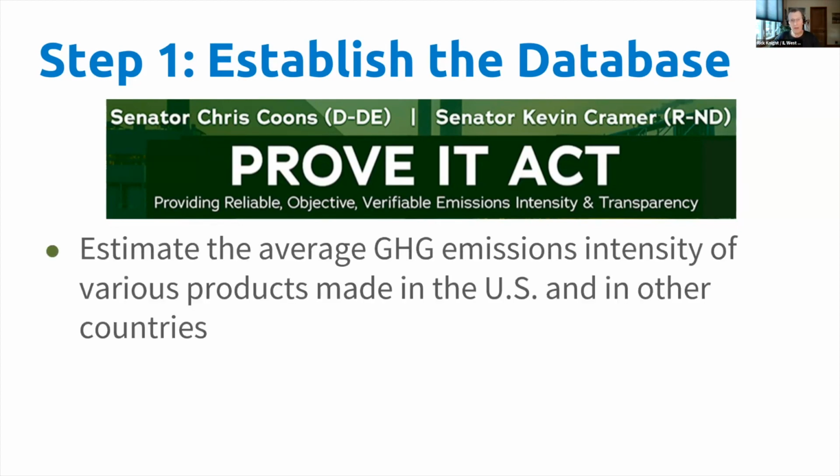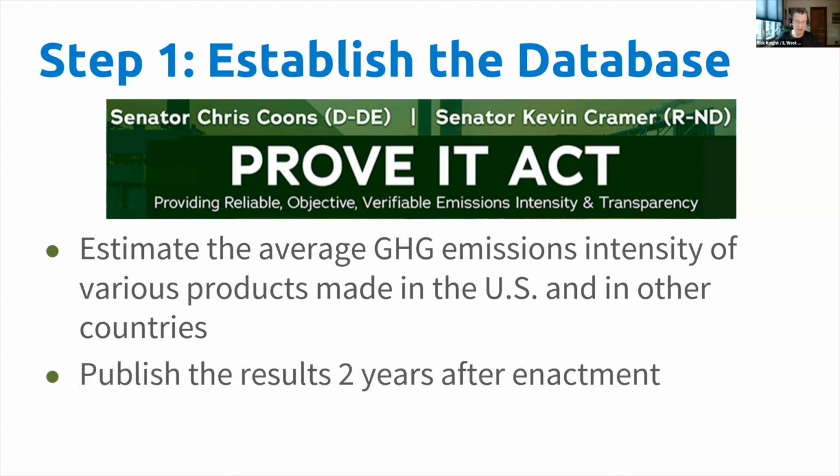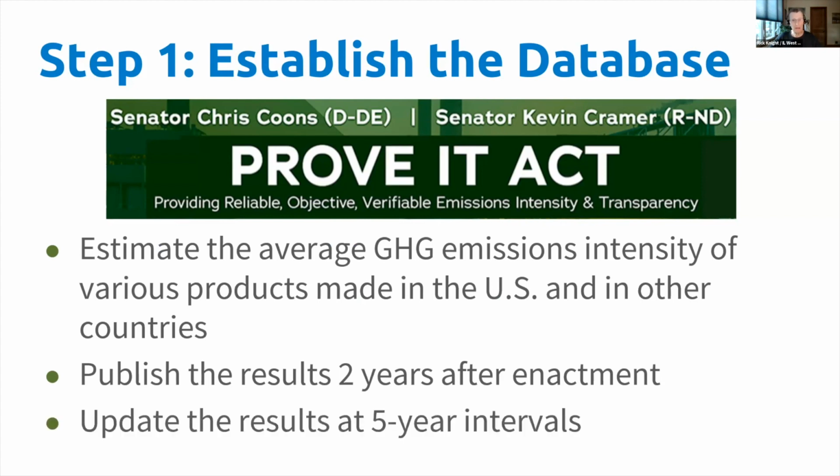Now, this bill directs the Department of Energy to estimate the average greenhouse gas emissions intensity of various products made in the US and in other countries. That department, the DOE, is required to publish the results of that study 2 years after enactment, and then update the results at 5-year intervals after that. So this is step 1.